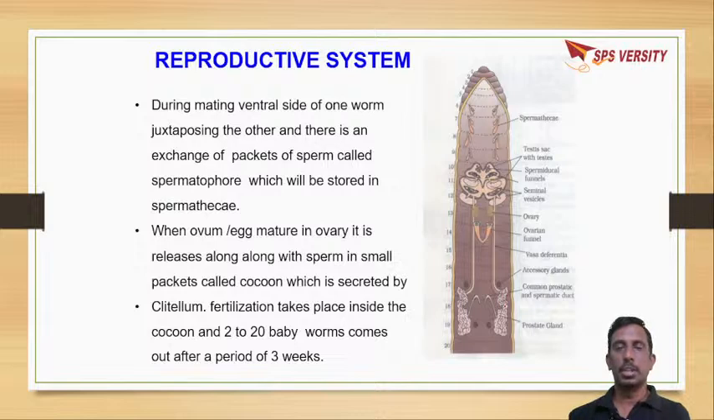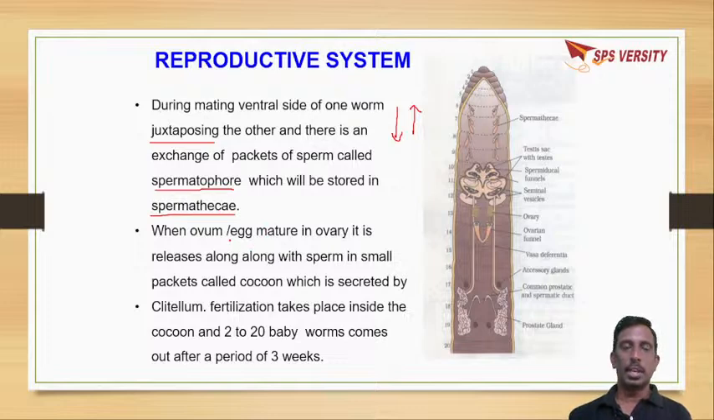During copulation time, it is not self-fertilization, it is cross-fertilization. Even though it is bisexual, it performs cross-fertilization. Both earthworms come in juxtaposition, that means in opposite directions. A bundle of sperms, called spermatophores, are exchanged and stored in the spermatheca.